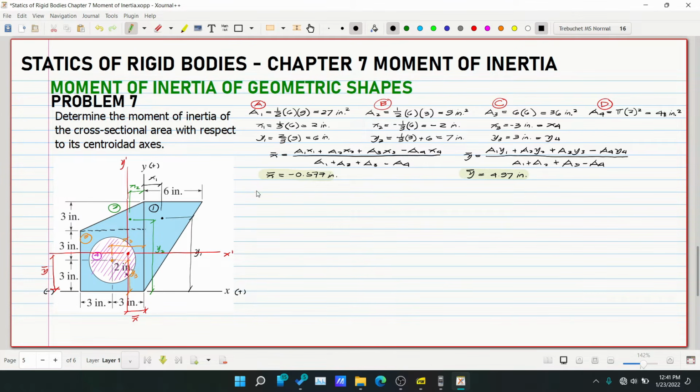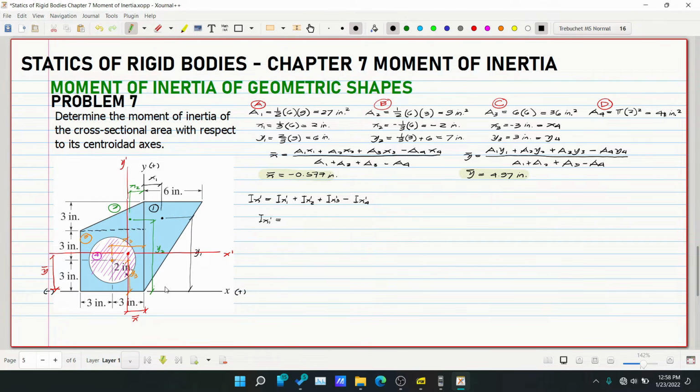Okay, so kunin natin yung Ix prime. So, Ix prime is equivalent to Ix prime 1 plus Ix prime 2 plus Ix prime 3 minus Ix prime 4. Yan. So, baliktad, sorry. Minus Ix prime 4. Okay? So, solve natin yung ating Ix prime 1.